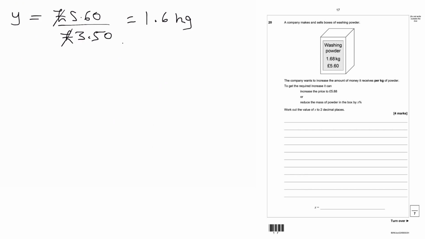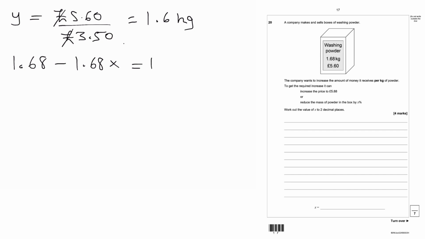So now that we've worked out this, we need to work out, given that the original weight, or mass rather, of powder was initially 1.68 kilograms. So initially we had 1.68 kilograms of powder, and now we have 1.6 kilograms of powder. What is that as a decrease percentage? So what I want to know is 1.68 minus 1.68x equals 1.6. So 1.68 minus what percentage of 1.68 equals 1.6.